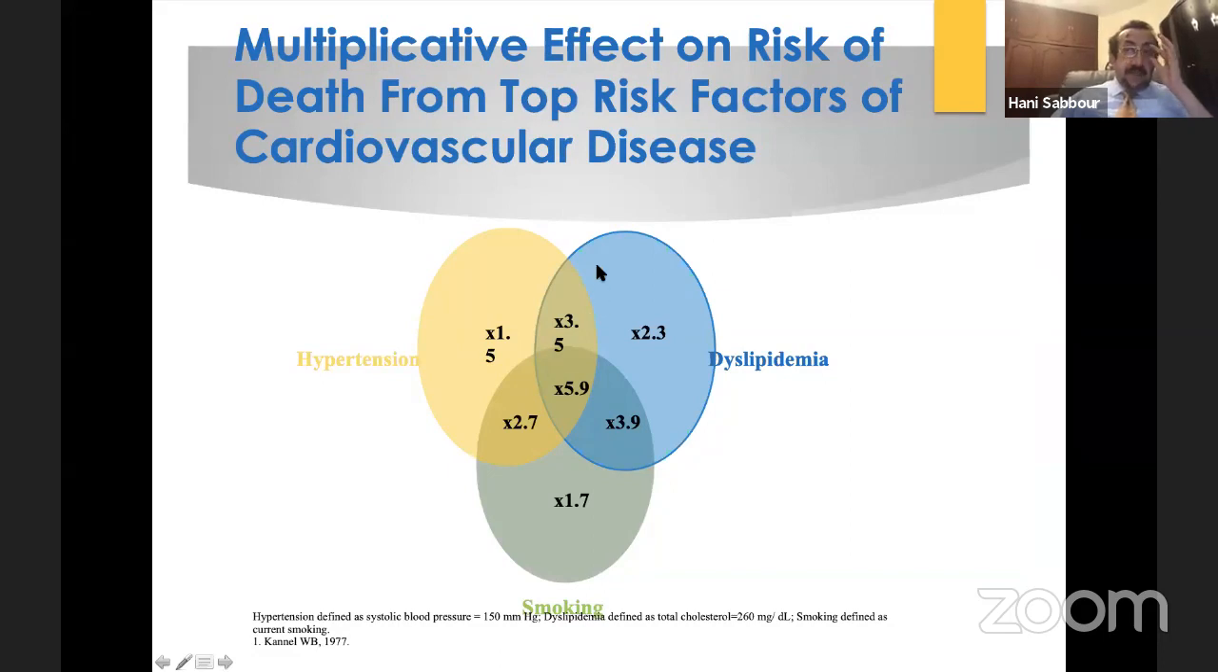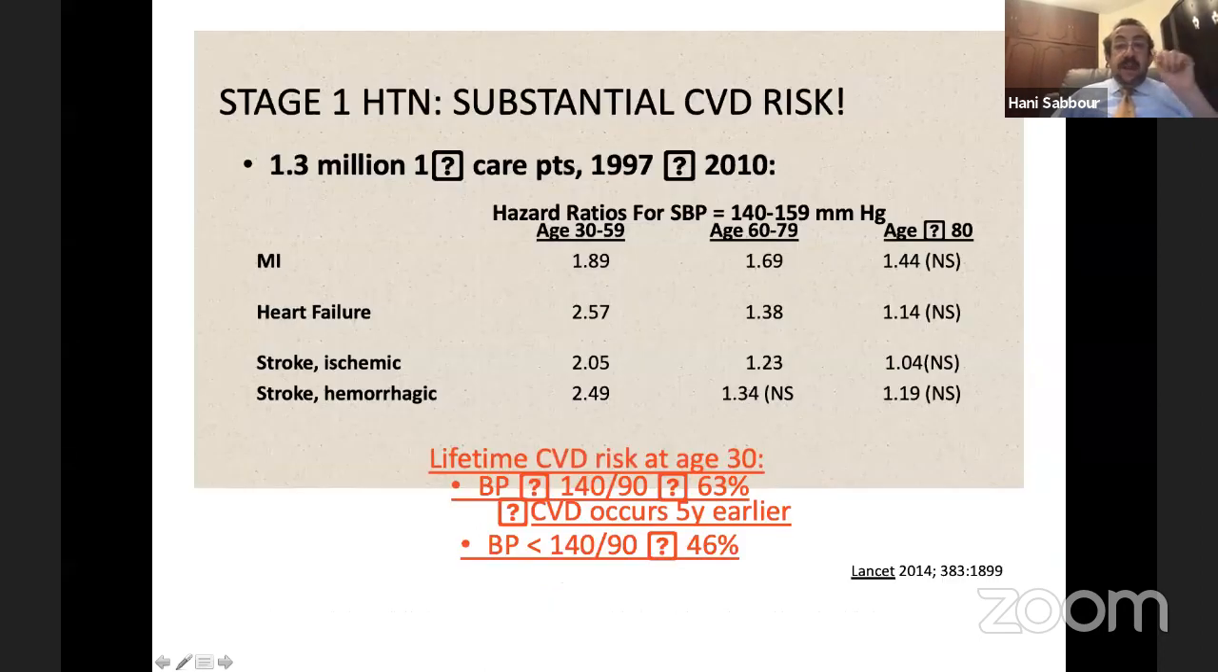This is because these are multiplicative effects. They're not additive. So with hypertension, dyslipidemia, and smoking, the risk is 6 times higher. That's 600% higher than any one of these risk factors alone. So even stage 1 hypertension, the modest elevation of blood pressure, carries a substantial risk of cardiovascular disease. So with 140/90, 63% lifetime CVD risk.